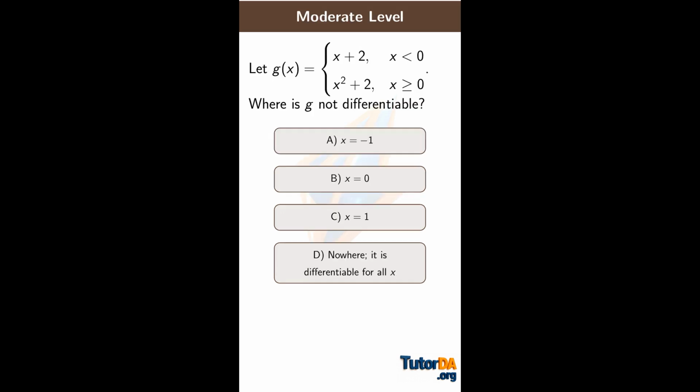Let g of x be defined piecewise: x plus 2 if x is less than 0, and x squared plus 2 if x is greater than or equal to 0. Where is g not differentiable? Option A, x equals minus 1. Option B, x equals 0. Option C, x equals 1. Option D, nowhere, it is differentiable for all x.